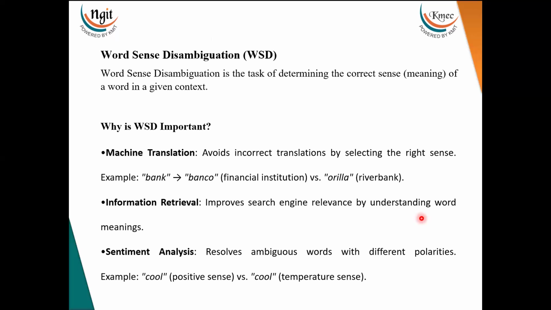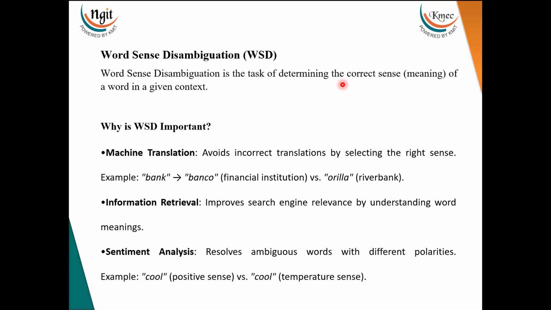So then we talk about word sense disambiguation. Word sense disambiguation is the task of determining the correct sense, the correct meaning, of a word in a given text. So now we see why word sense disambiguation is important.